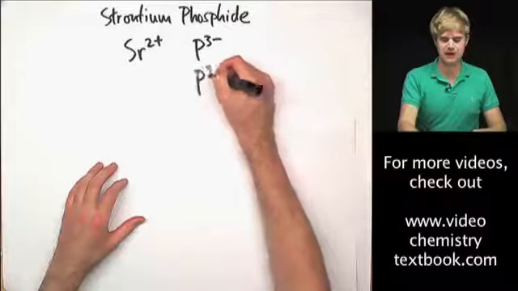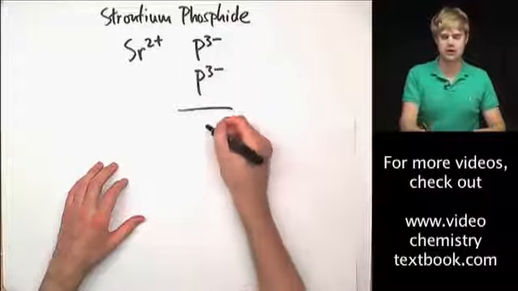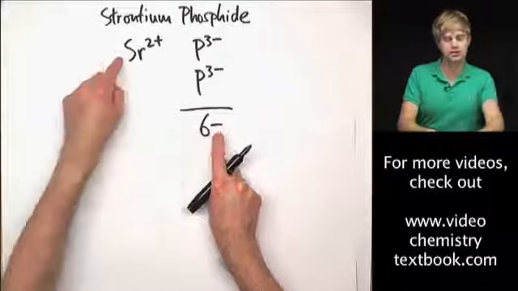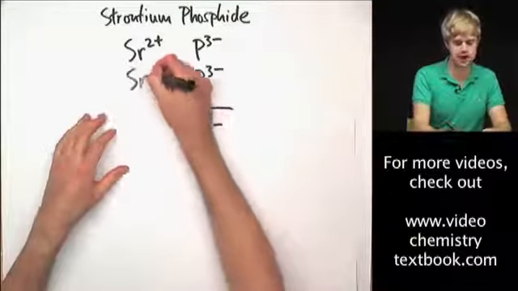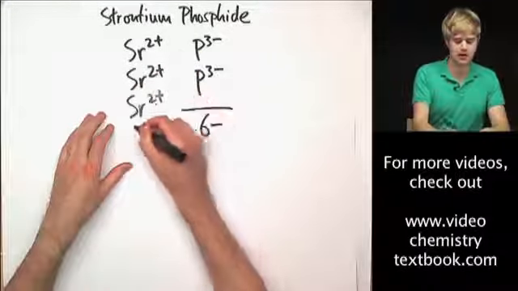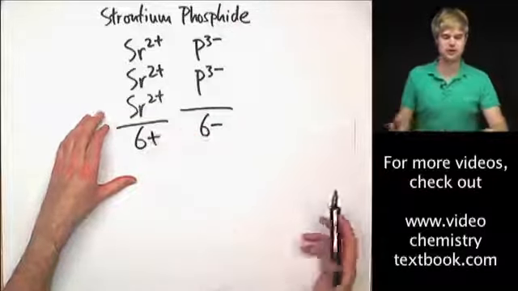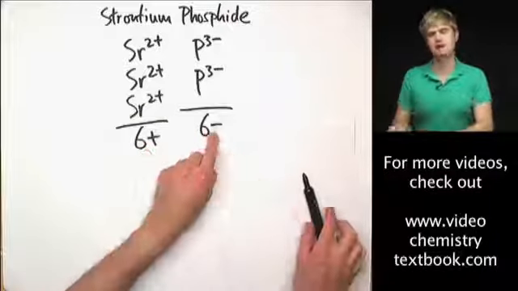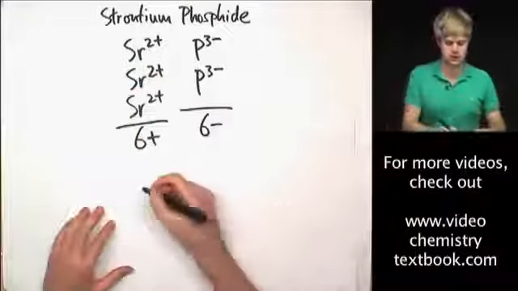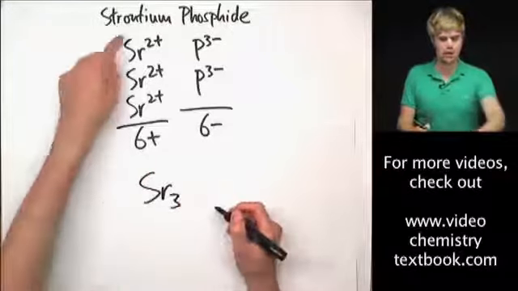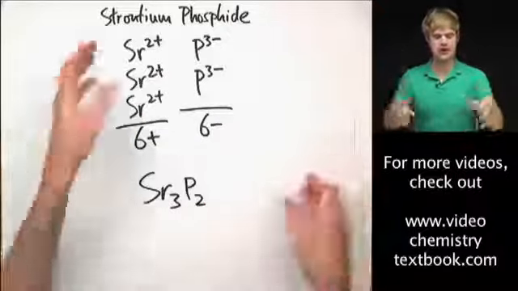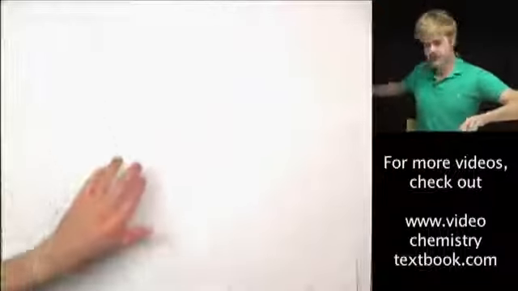We add another phosphide so that we have a total negative charge of 6-. To balance out the 6- charge, I'm going to add more strontiums, which have 2+ each. So Sr 2+, now I have 4+. Now I add another Sr 2+, and now I have a total of 6+. 6+ balances out the 6-. Now I'm going to write the chemical formula to show how many of each atom I need to balance out the charges. I'm going to say Sr3, 1, 2, 3, P, 1, 2. Okay, so that's how we write formulas for these ionic compounds.